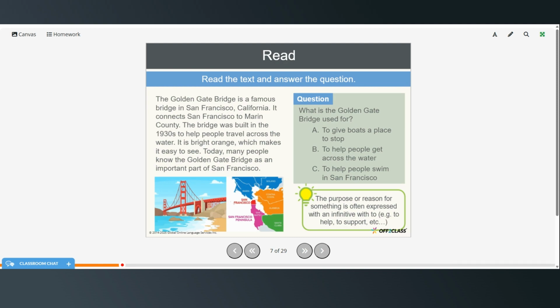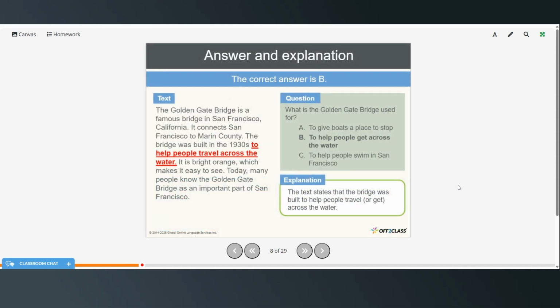Now you can pause the video, read the text, and answer the question. Here's one tip to help you with the reading. The purpose or reason for something is often expressed with an infinitive and with to. So example, to help, to support, etc. All right, the question was, what is the Golden Gate Bridge used for? And the correct answer is B, to help people get across the water, and that's stated directly in the text.